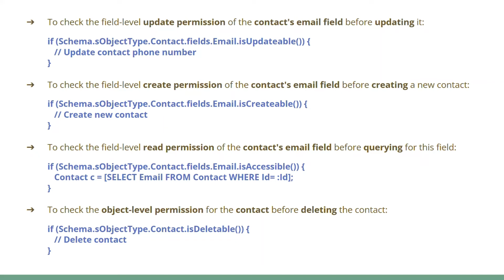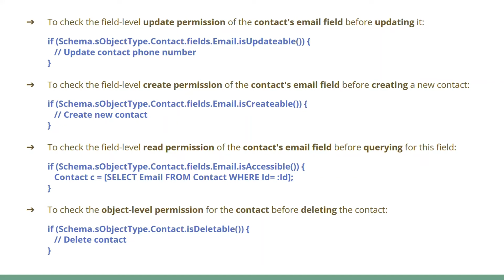To check field level create permission, you have to use Email.isCreateable. And to check the read permission on that field, you have to just specify the field's isAccessible. So it will check if a user has access on that particular field, and only then can we query that field. Otherwise, it will not go into the if, it will go into the else.